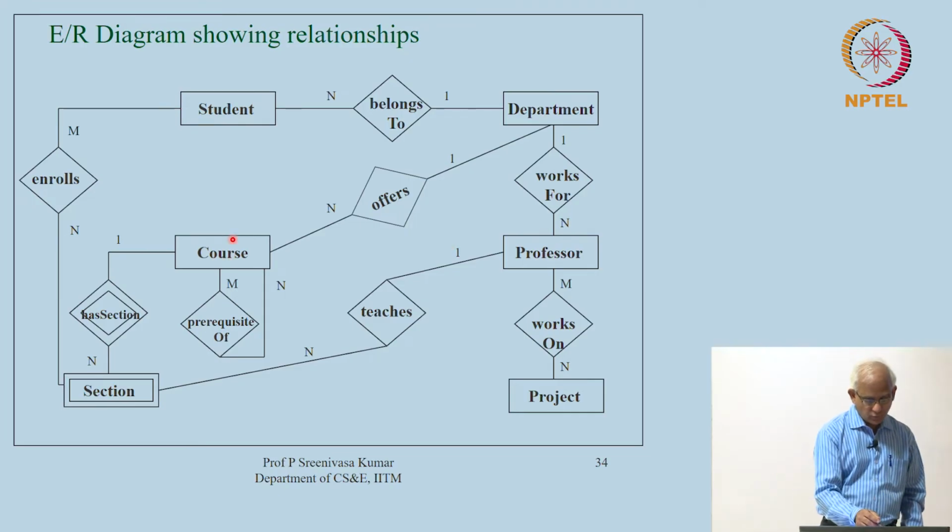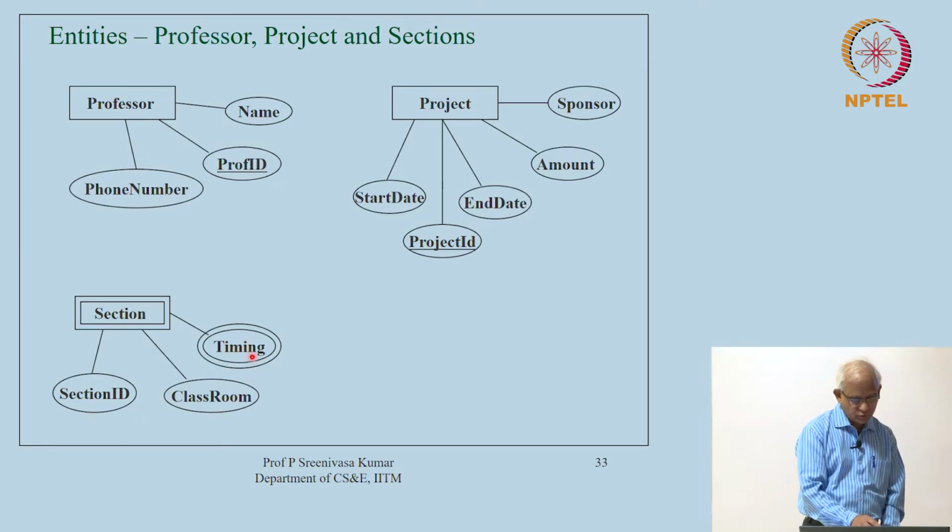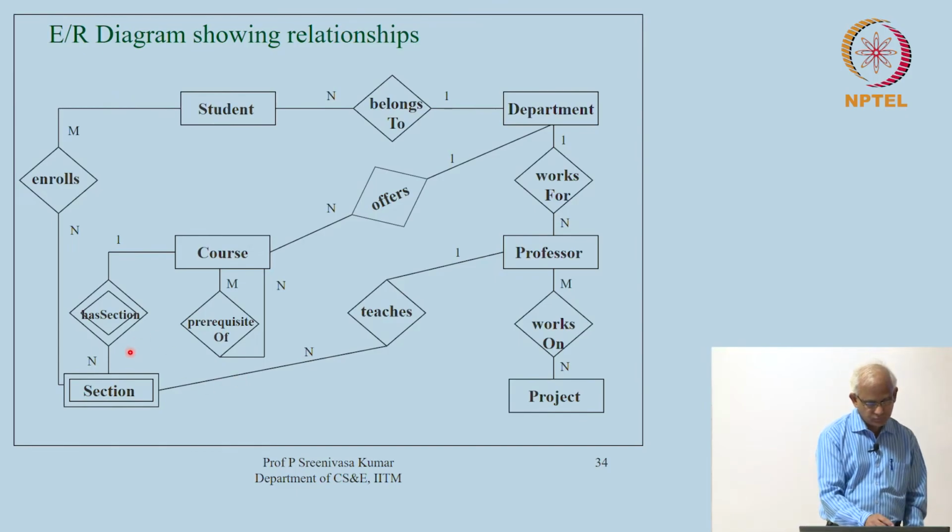Now, courses have sections. Courses are not directly taught, it is the sections that are taught. Section we have introduced as a weak entity earlier. That section has section ID, classroom and timing. It is a weak entity owned by course, and this is the identifying relationship. Professors teach sections and students enroll into sections. There is an enrollment relationship which is a many to many relationship, because many students enroll into one section, and a student typically enrolls for many sections. A professor teaches more than one section, so it is a one to many.